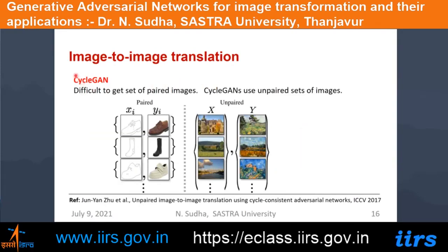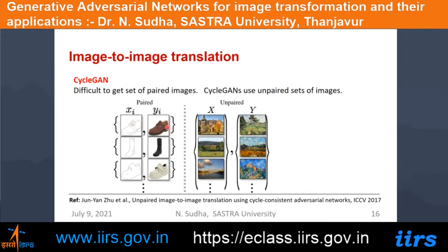And apart from this pix-to-pix, there is something called cycle GAN. It is also an image-to-image translation, but here we are not giving the paired image for training. In the pix-to-pix, we give the paired image. If you want to generate an output image out of the edge image, then in the pix-to-pix, you are pairing these images, and while training, you have to give the input image like this and the corresponding output image has to be given.